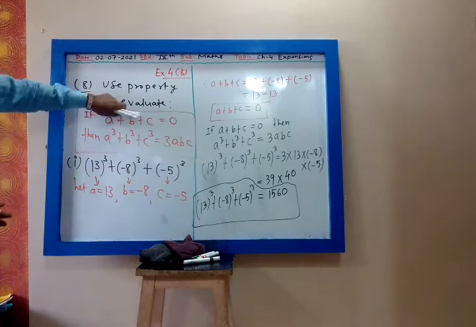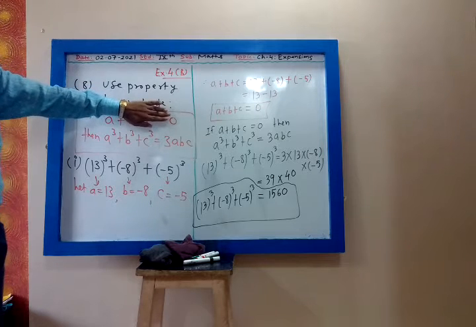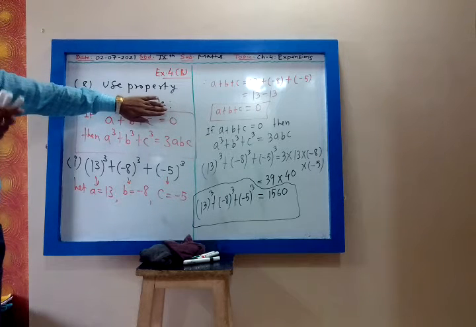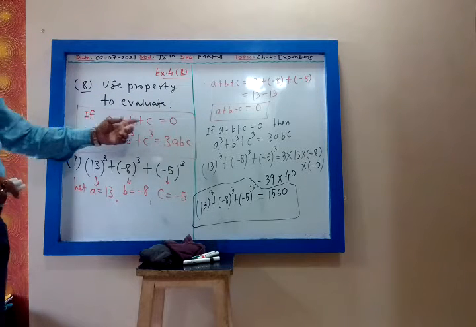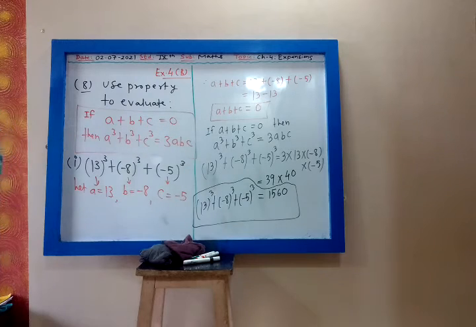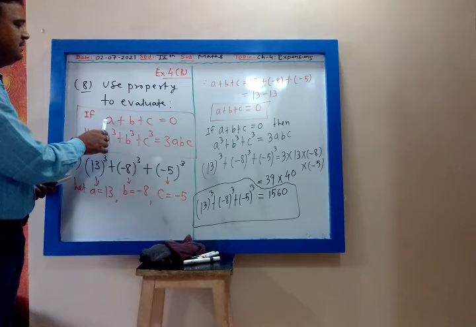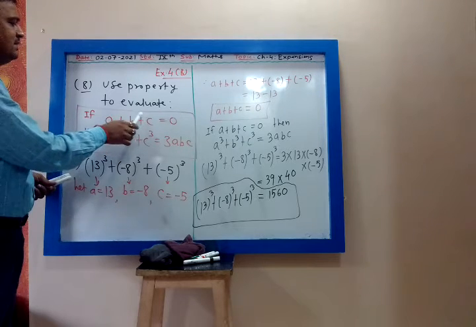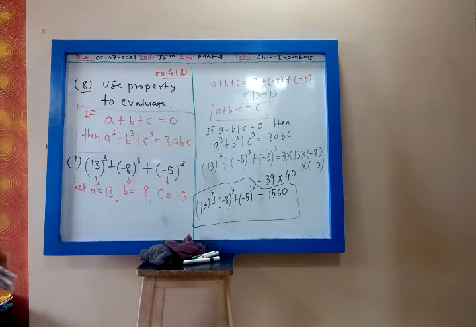Now see, this is not the formula. A cube plus b cube plus c cube is 3abc. This is not the formula. But this will become the formula only when a plus b plus c is 0. This condition must be satisfied. If a plus b plus c is 0, then only a cube plus b cube plus c cube will be 3abc. Clear? So to use this conclusion, this condition must be satisfied, that a plus b plus c must be 0.